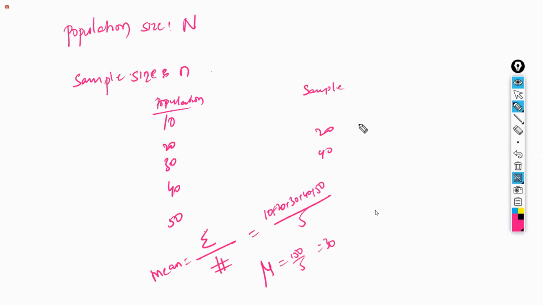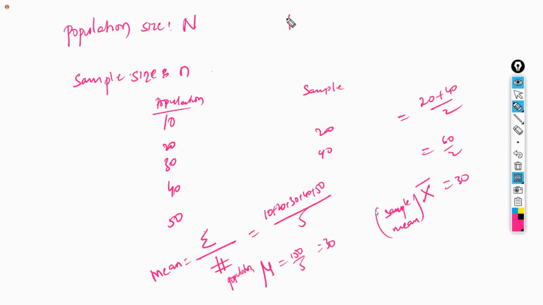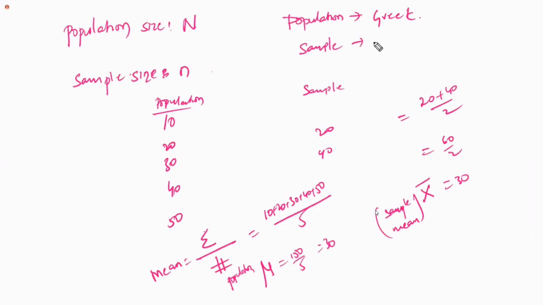Okay. Whereas for the sample, again, you are going to calculate 20 plus 40 divided by 2, which is 60 by 2, which is 30. This is given by X bar. Sample mean is given by X bar, and population mean is given by mu. All the population parameters are indicated by Greek letters. All the sample parameters are indicated by English letters.